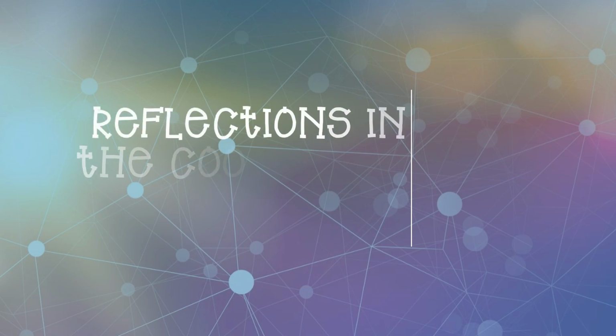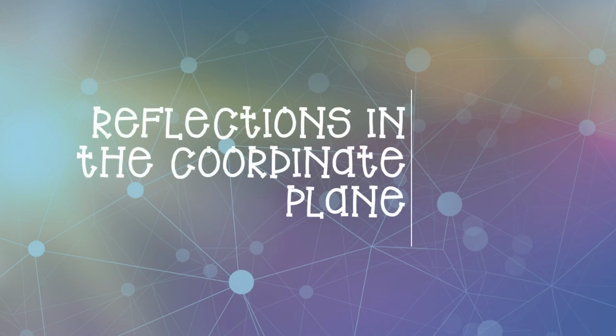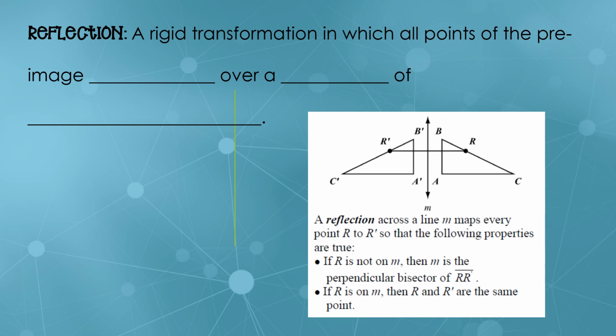Let's take a better look at reflections in the coordinate plane. A reflection is a rigid transformation in which all of the points of your preimage are going to flip over a line of reflection. So when that happens, each preimage and image point will be the same distance to that line.